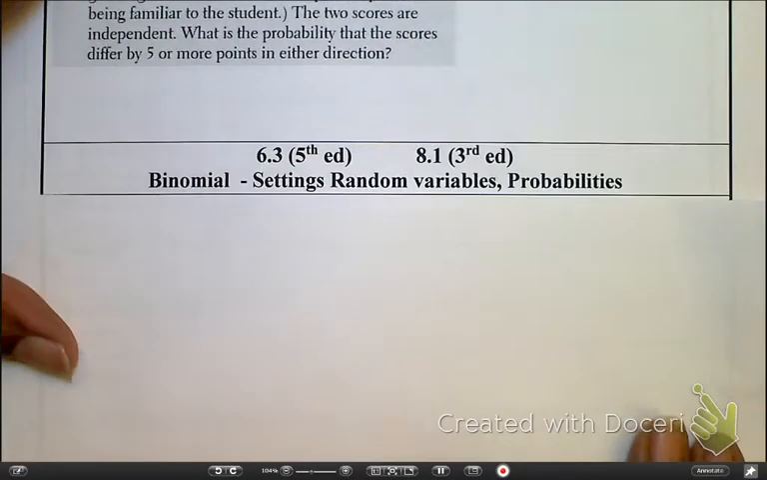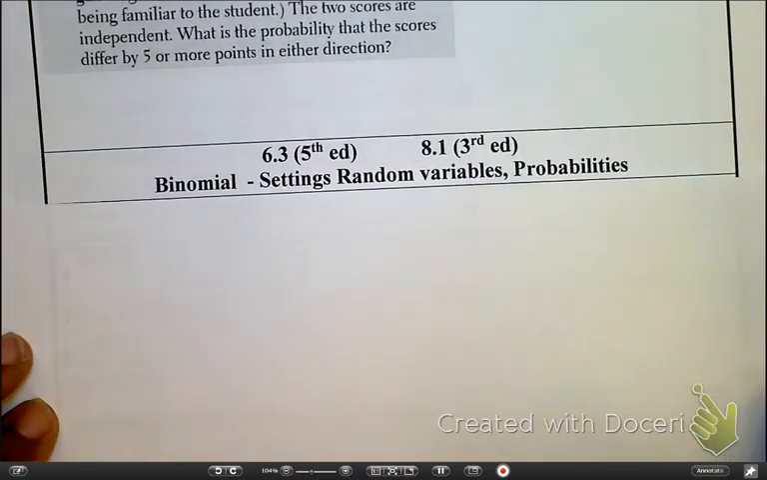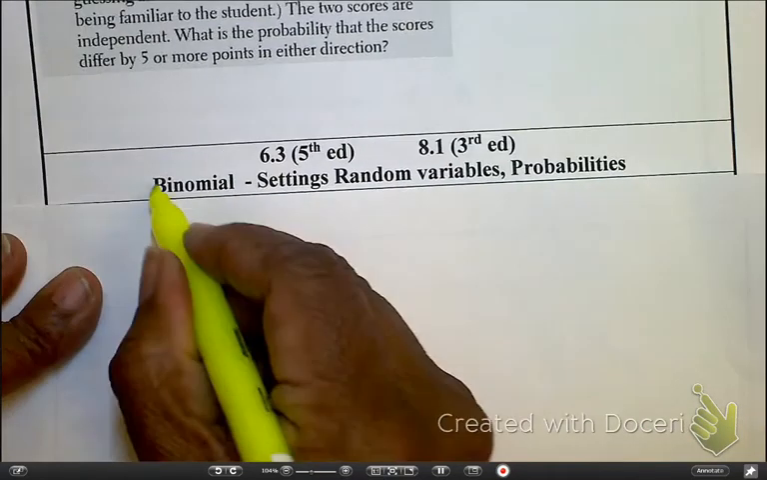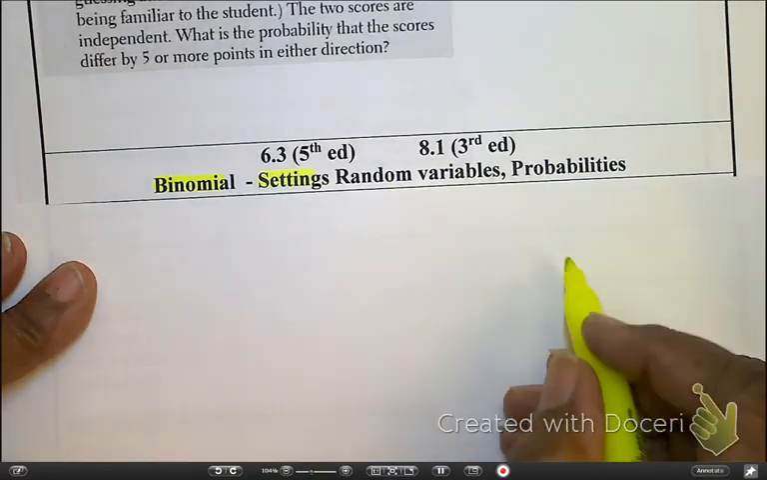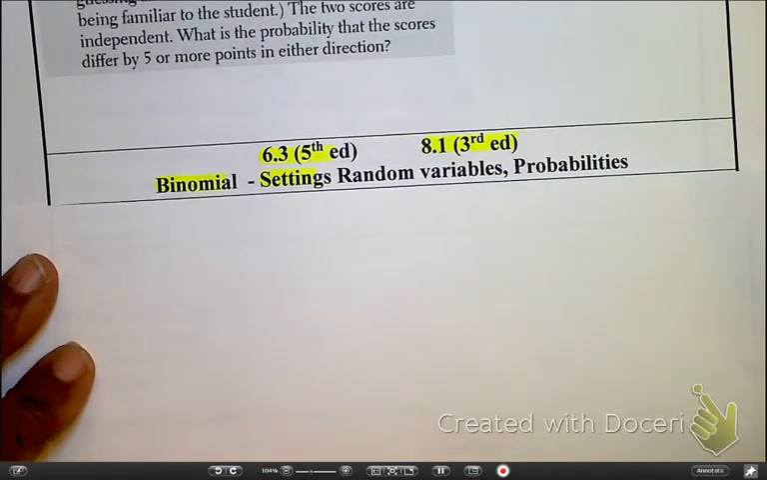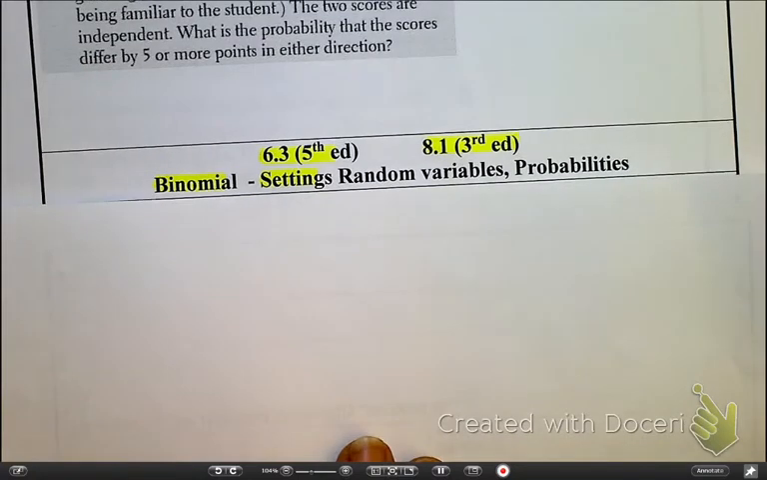Hey guys, I need to go back and recap some of the notes that we took today. Here we're talking about the idea of binomial setting, because remember the sections that it's in, the 5th edition, 6.3 and 8.1. And I'm just going to jump into it.